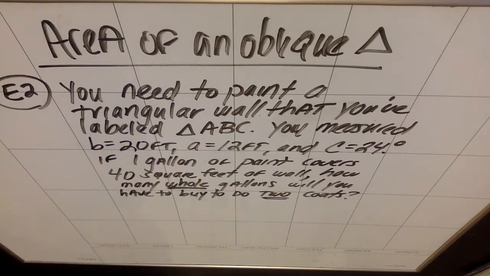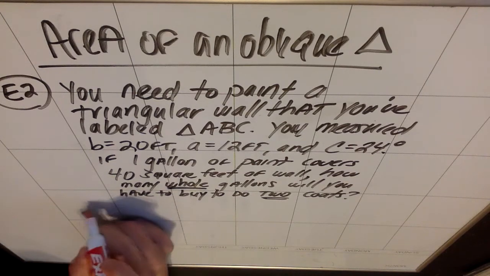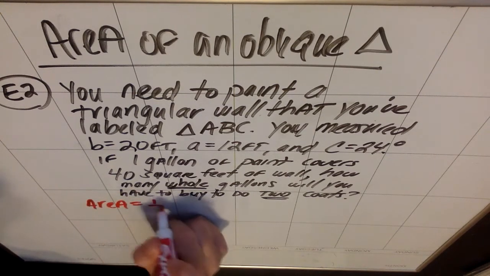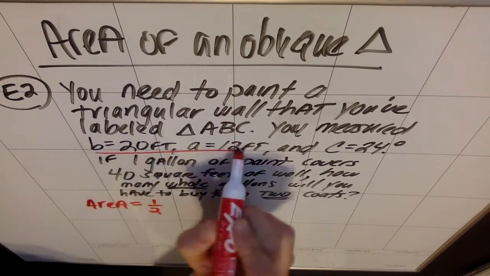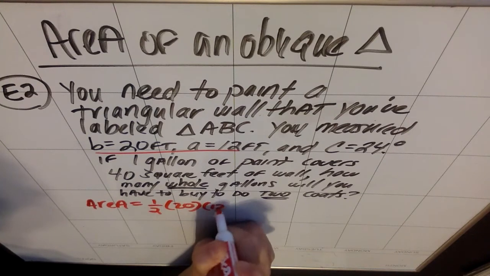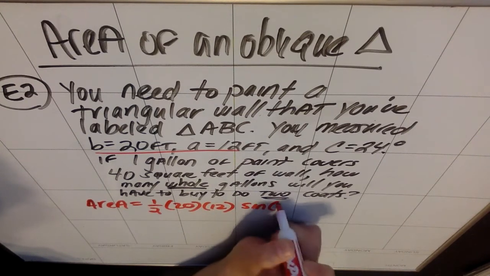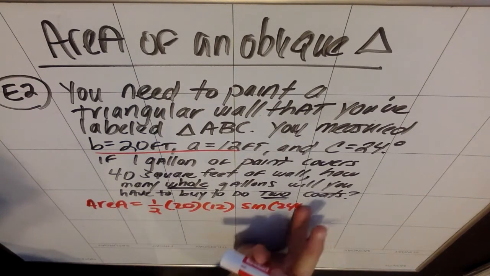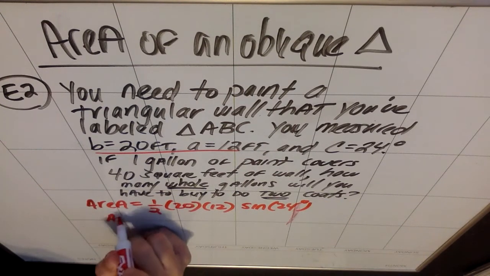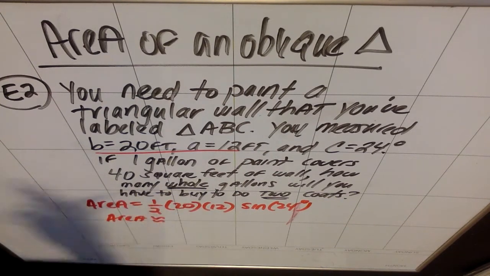Okay, so first thing we have to do is figure out how to find the area, right? So the area of this triangle in square feet should be 1/2. Now I know 2 sides and I know the other angle that's not those sides. So 20 times 12 times the sine of 24 degrees. Oh, that's not what I meant. I didn't mean a 240. There we go.